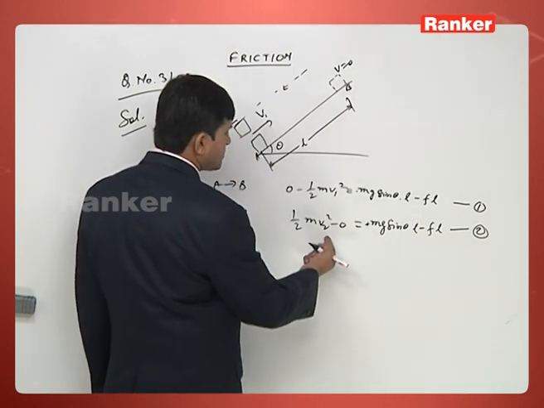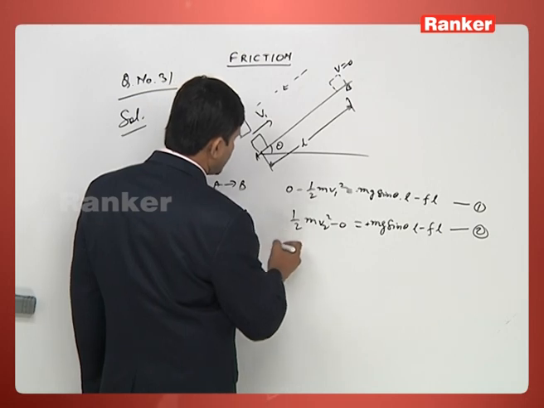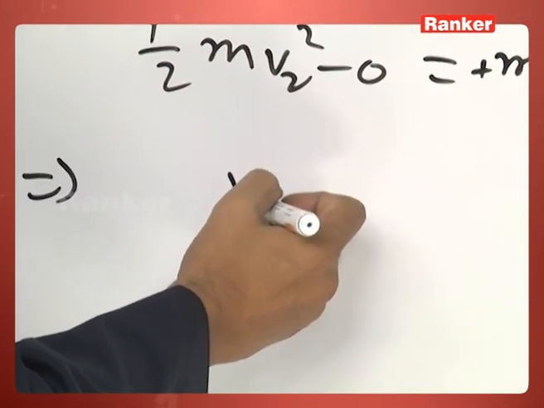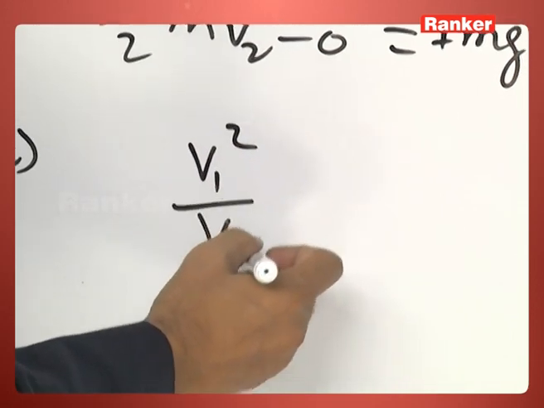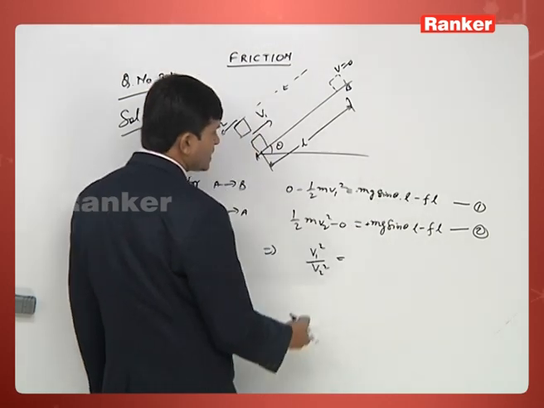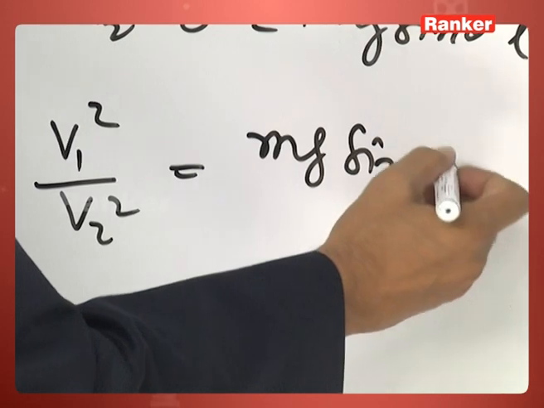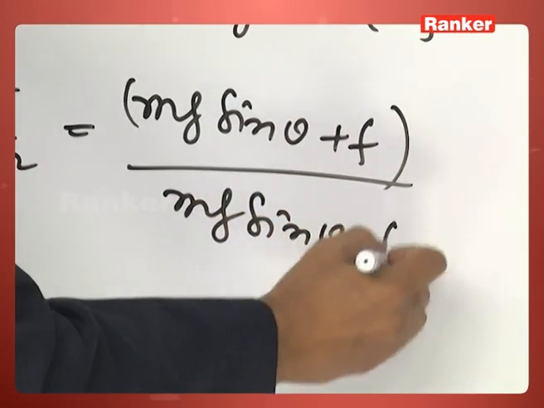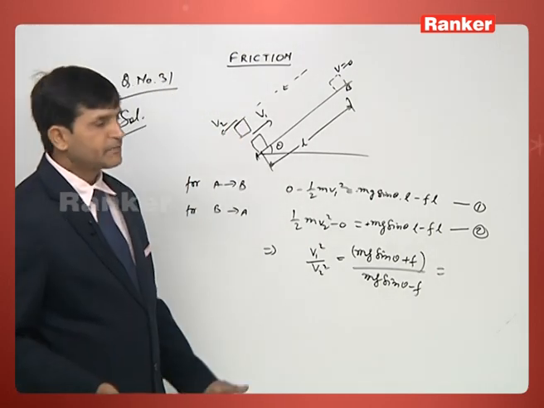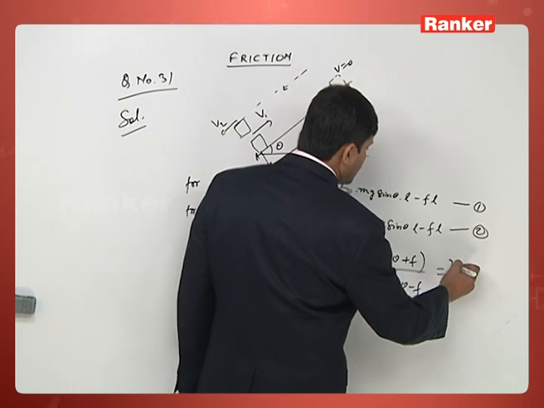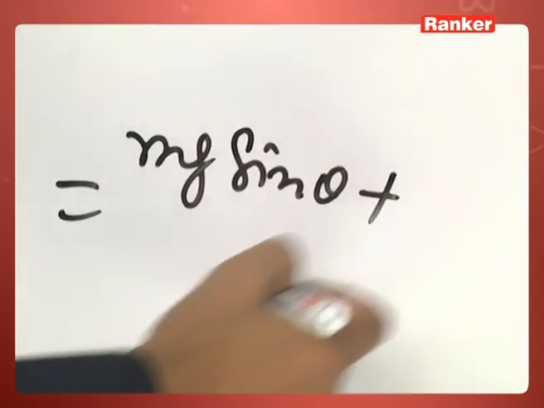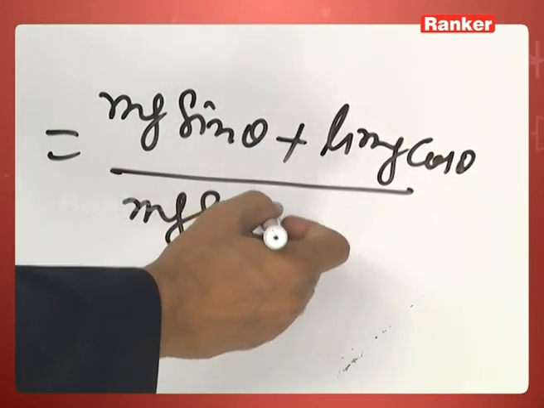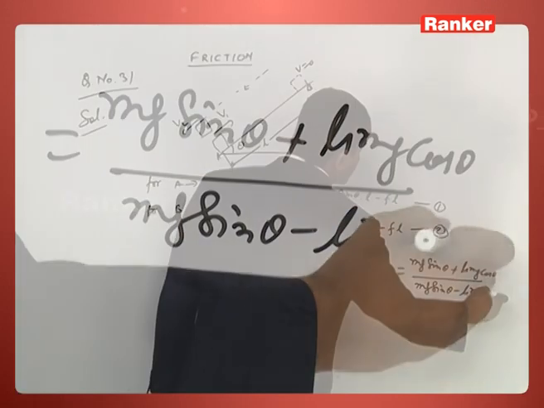So do this one. From here we can divide these two. Now if we are dividing, v1 square by v2 square, this minus minus can be taken as plus, is equal to mg sin theta plus F into L by mg sin theta minus F, and F is here kinetic friction, which is equal to mu mg cos theta. So mg sin theta plus mu mg cos theta by mg sin theta minus mu mg cos theta.